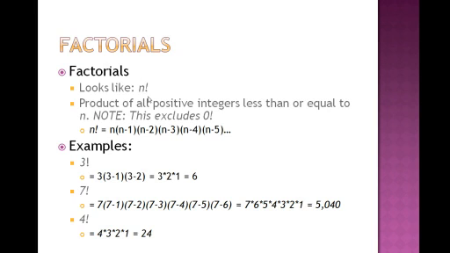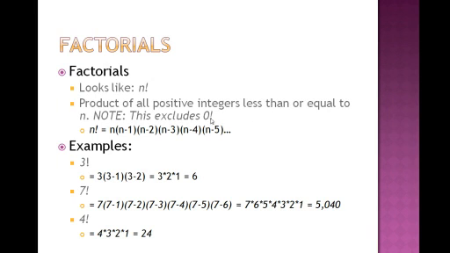The British sometimes say n shriek, right? Because exclamation points, I guess, mean excitement, so they might say n shriek instead of n factorial. It means the same thing, colloquially, anyway.